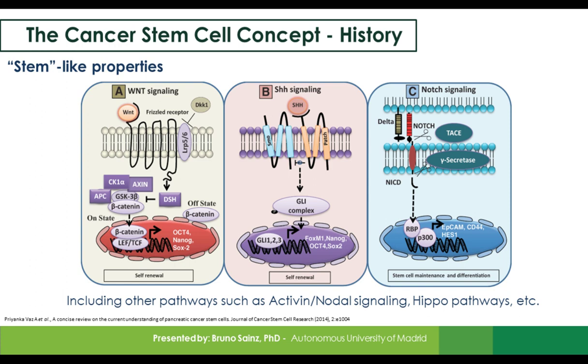We refer to these as stem-like properties because if we look within these cells, specifically at the molecular level, we often find pathways activated that we tend to find activated and functional in stem cells. So if we look within a cancer stem cell, we can find Wnt signaling active, hedgehog signaling active, Notch signaling active, nodal signaling active, and Hippo pathways active in these cells, which are pathways that we tend to find active in stem cells, and therefore we often refer to these cells as stem-like cells or cancer stem cells.